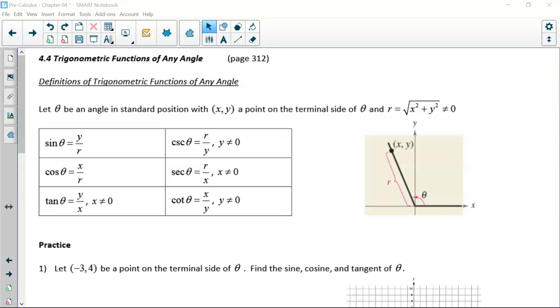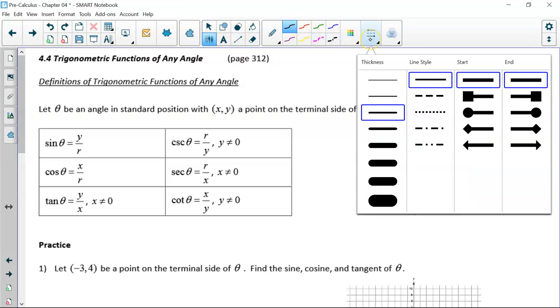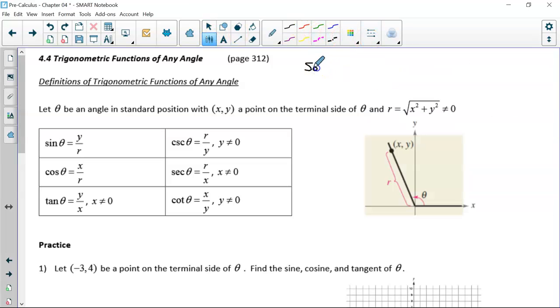Welcome to section 4.4. We're going to be talking about finding the trig function for any angle and some techniques that we'll use to find those. So keep in mind our values for sine, cosine, and tangent. We still have SOH CAH TOA remaining true. A little help, remember that phrase.